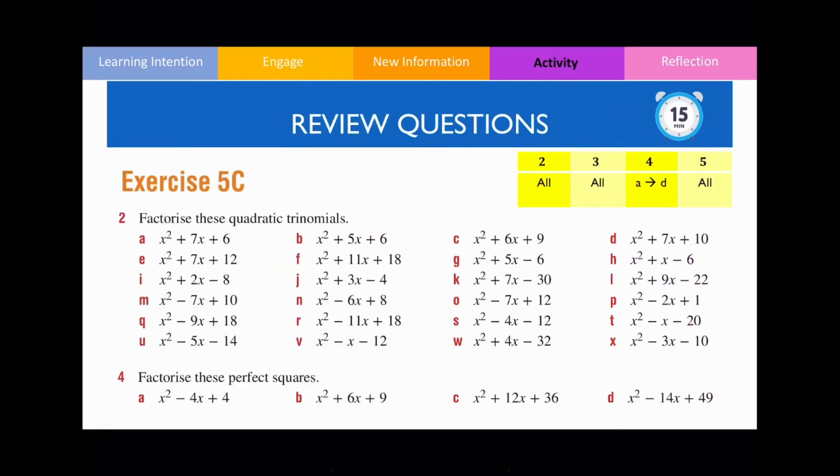What I want you to do for the next 15 minutes, guys, is actually answer questions 2 and 4. I know that there are a lot of questions, but I want you to become a lot more fluent with doing this, and you'll find that you eventually use less working out. So try to do as much as possible. Give yourself 15 minutes and then continue on to the next part of today's lesson.